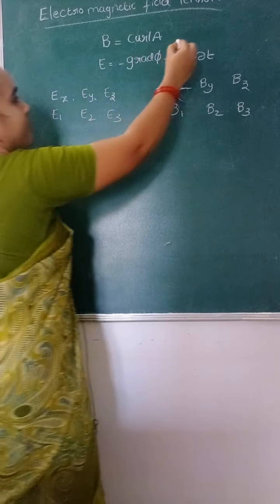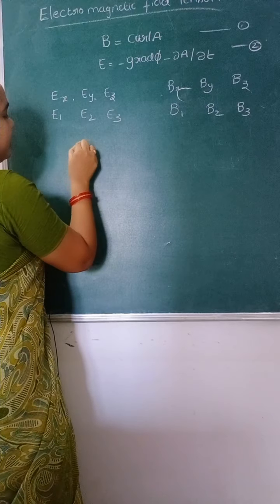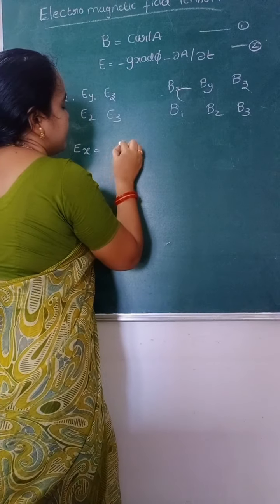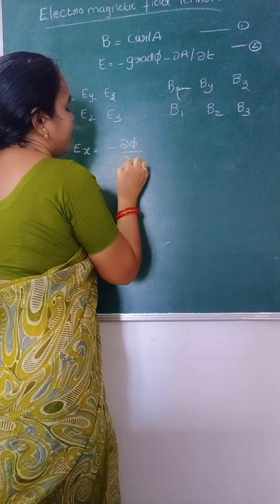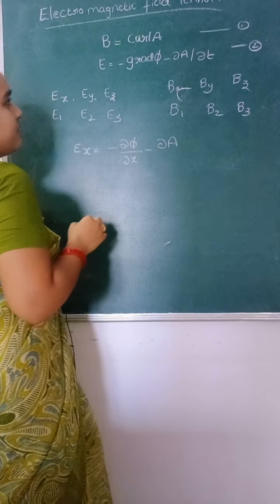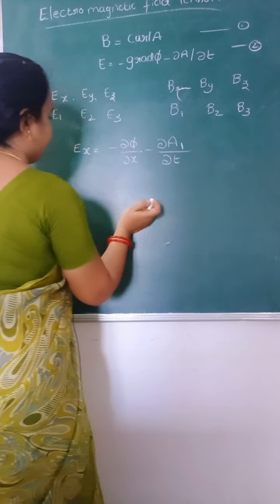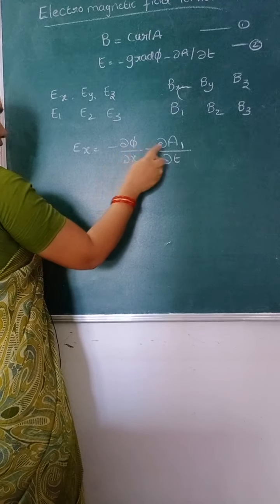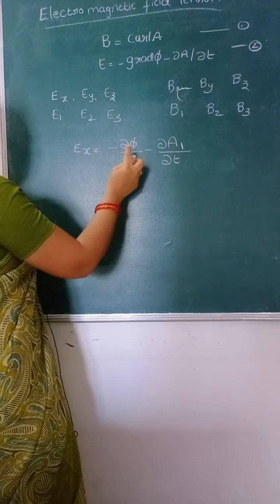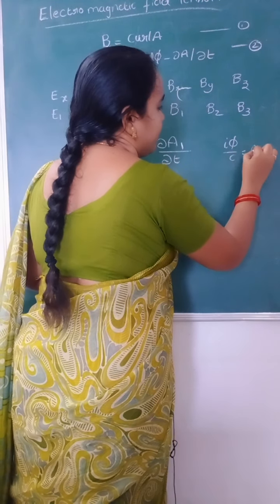So from this equation 2, what is the x component of the electric field vector? It is minus dou phi by dou x minus dou A1 by dou t, where A1 is the first component of the A vector. Since it is in the form of A1, let us convert the phi term also to an A term. So we know that i phi by c is equal to A4.